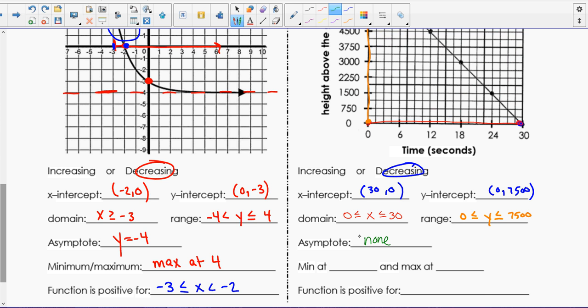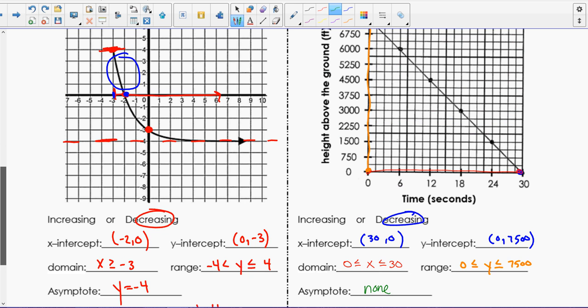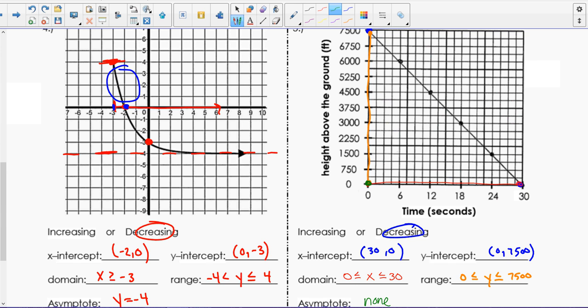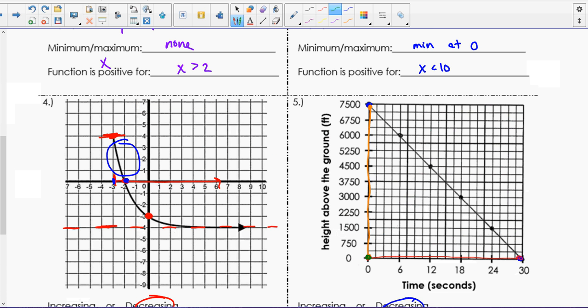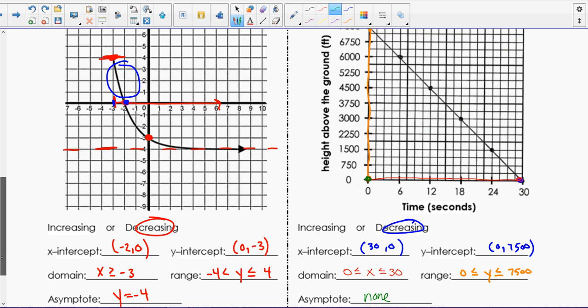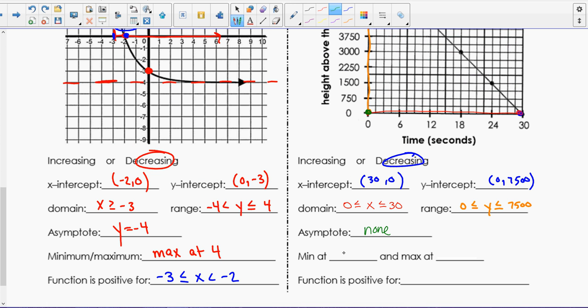There is a minimum, and again, height. Minimum, my height is 0, and I also have a maximum height of 7,500. Notice I'm only looking at my y-axis. So this means I'm going to say min at 0 and max at 7,500.